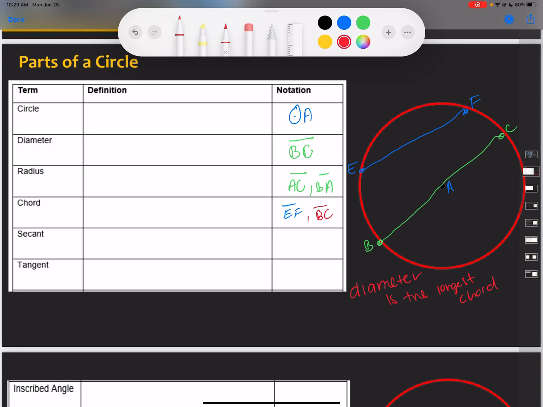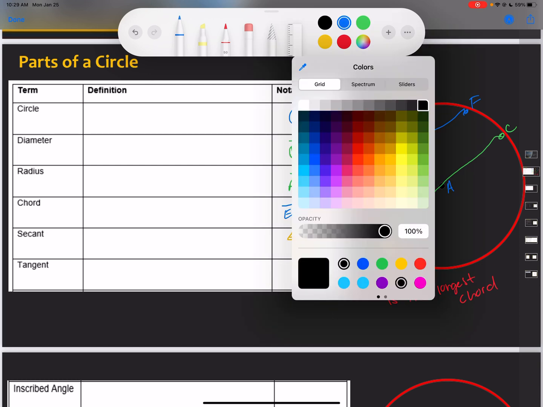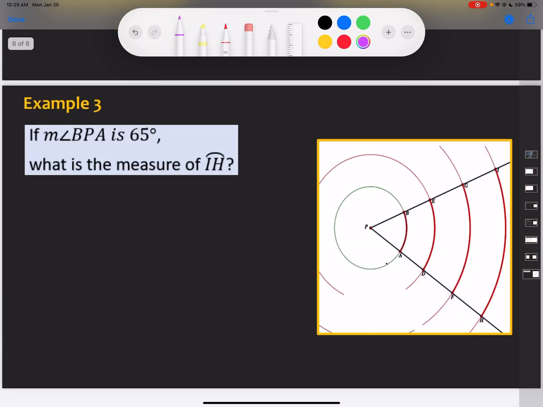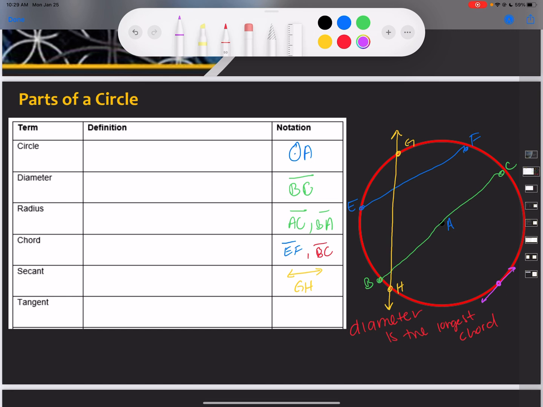Now we have something called a secant. A secant goes through the circle, hits the circle in two places, but it's a line that goes through the circle. So we have like G and H, so that would be a line GH. And a tangent touches the circle in one place. It's a line on the outside, and it only hits the circle in one place. So let's call this K. So that's line K, and usually you have another point on the tangent like KL, so KL. So secants and tangents are lines, chords, radius, and diameter are going to be segments.